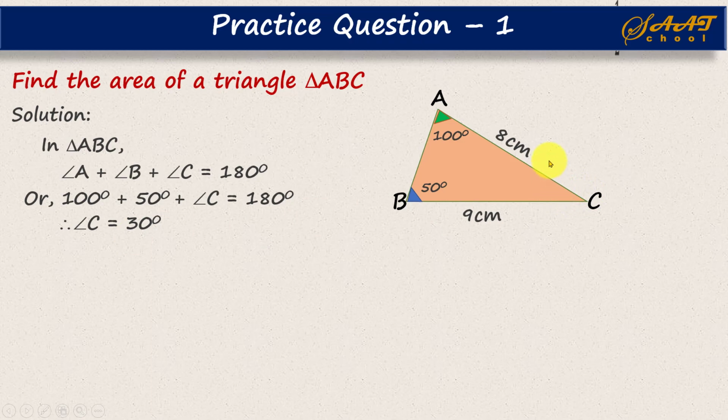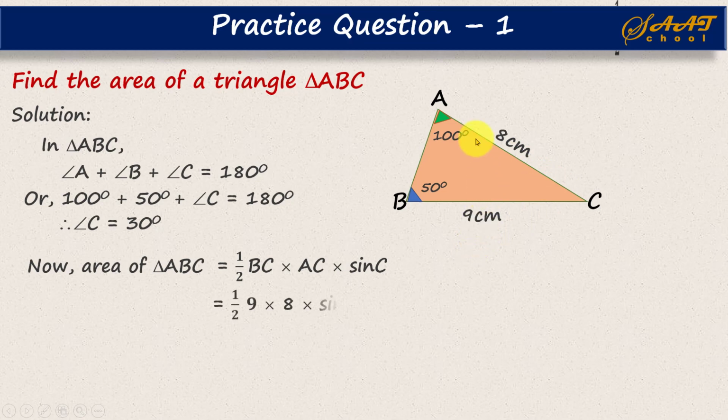We already have two sides known, so we can use the relation where the area of triangle ABC will equal half BC, AC and sin C. So the product of these two sides and the angle between them. Now here BC is given, which is 9. We have AC, which is 8, and C is 30 degrees. Now sin 30 is 1 by 2.